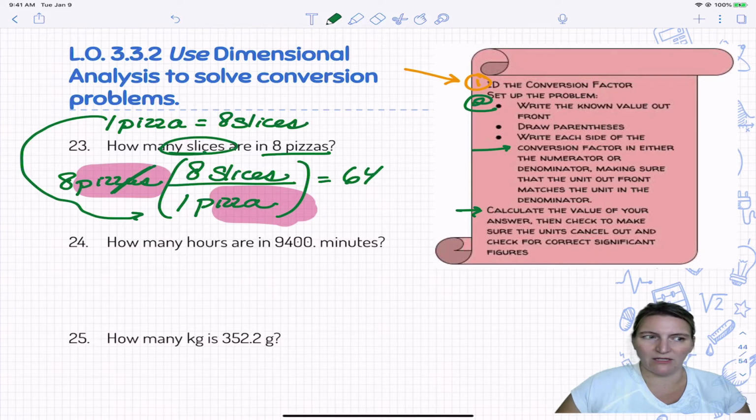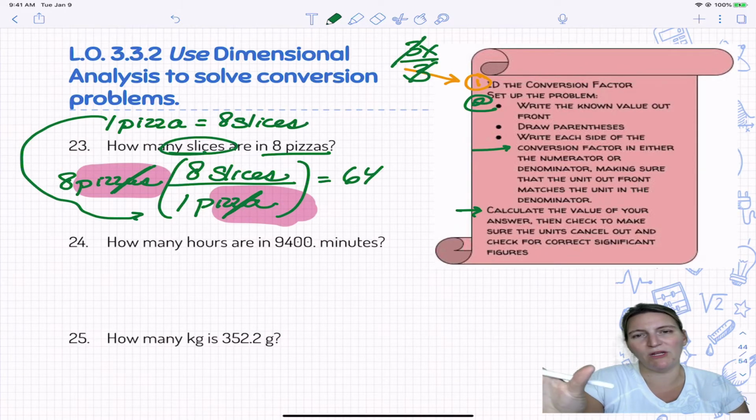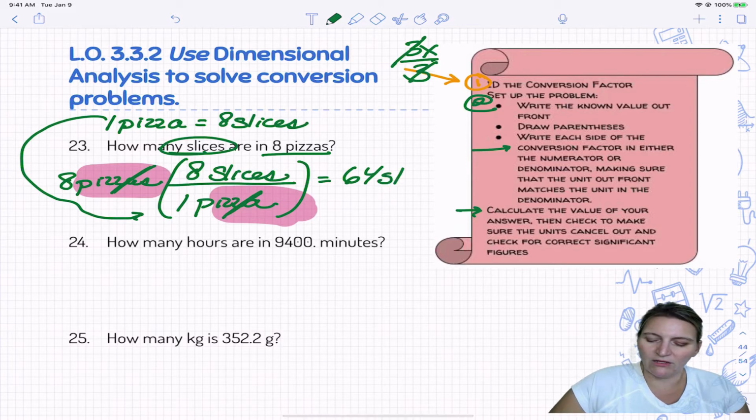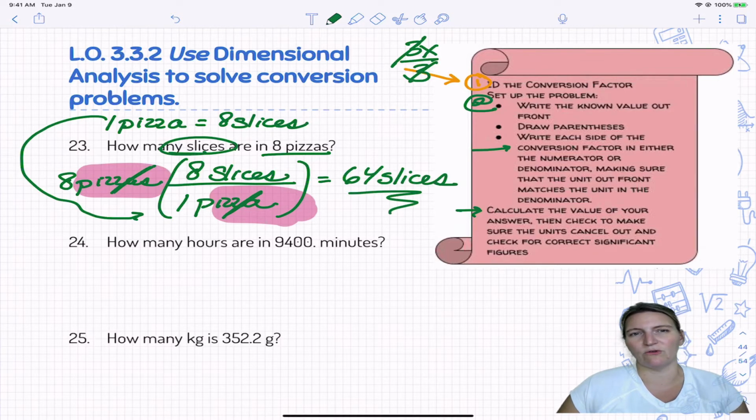This unit of pizza matches this unit. So just like with numbers, variables and units can cancel out the same way. Just as, 3x over 3, the 3's cancel. I know it seems weird, but the unit of pizza on the top and the unit of pizza on the bottom will cancel out. So the only unit that is left is 64 slices. And yep, that's the answer to the problem.